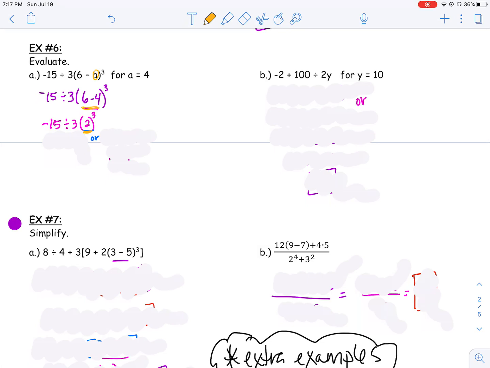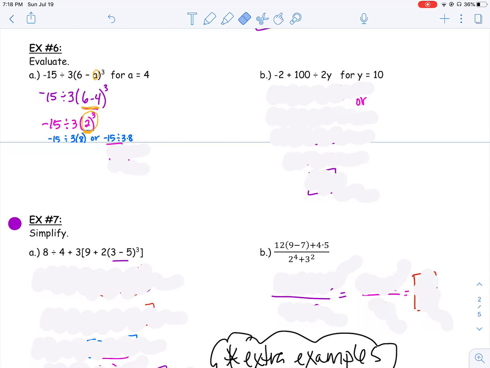So now I want to go to the next step in the order of operations, which is exponents. I do see this 2 is cubed, which really means I have 2 times 2 times 2, 2 multiplied 3 times. That gives me a negative 15 divided by 3, with a parentheses if you want to, and an 8. What those parentheses are representing now is really just multiplication. So you can write it with the parentheses if you'd like to, or you can say that you have negative 15 divided by 3 times 8.